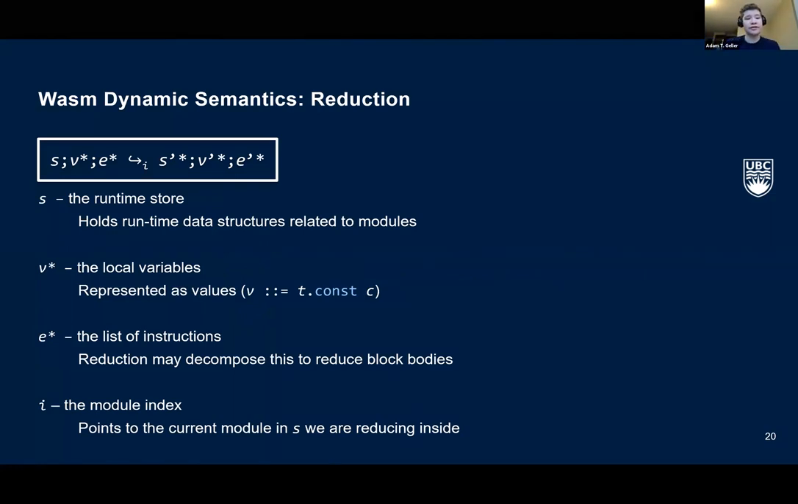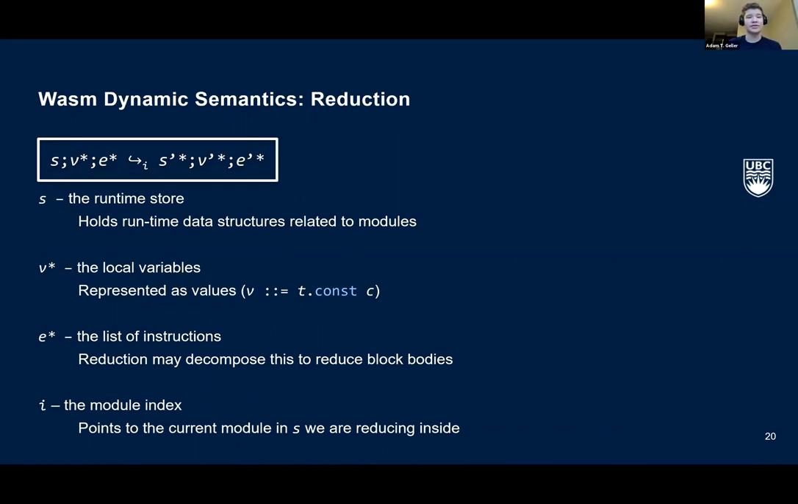So now we can look at the dynamic semantics of WebAssembly, which uses reduction semantics. The WebAssembly reduction semantics range over configurations, which are S, V star, E star, and then it takes a reduction step to S prime, V prime star, and E prime star. S is the runtime store, which holds information about functions, globals, tables, and memory related to different modules.